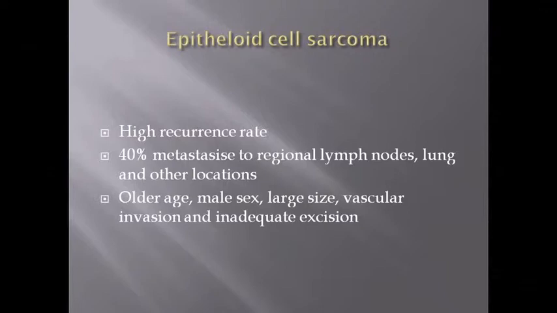So it has a very high recurrence rate, and 40% of these cases metastasize to regional lymph nodes, lung, and other locations. And studies have shown that older age, male sex, large size, vascular invasion, and of course inadequate excision are adverse prognostic features. So when they clinically present as ill-defined lesions, it becomes very difficult to excise them completely, so they usually end up having one of the digits amputated, etc.